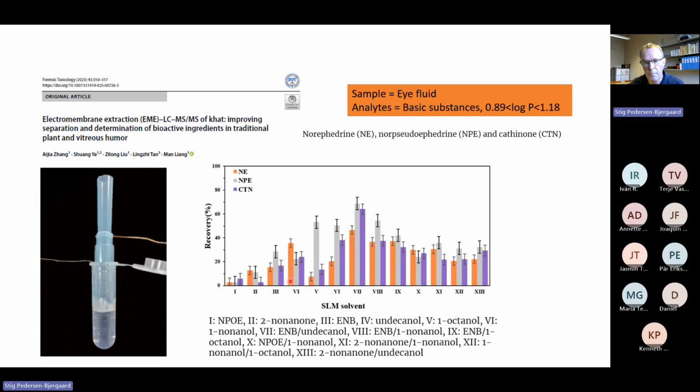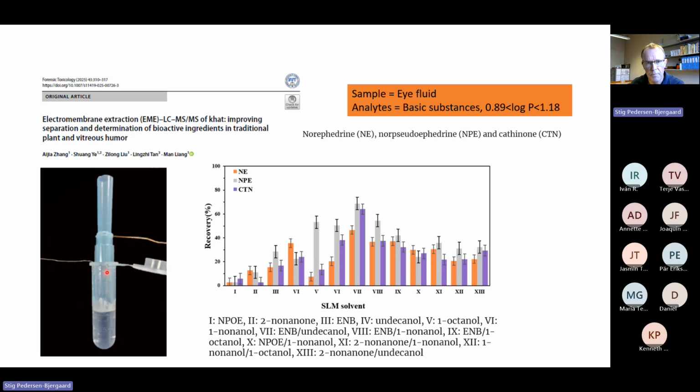The third application I would like to draw your attention to is this paper here by Chinese scientists, published in Forensic Toxicology. You can see that they have not used the ETN device, but they have used a home-built system in a small tube. Here is the electrode for the sample solution, which is down here. And here is the electrode for the acceptor solution, which is in here. And then the membrane is somewhere down here.